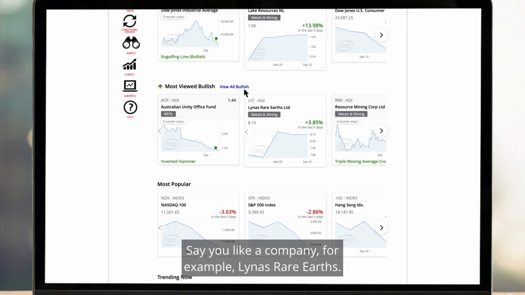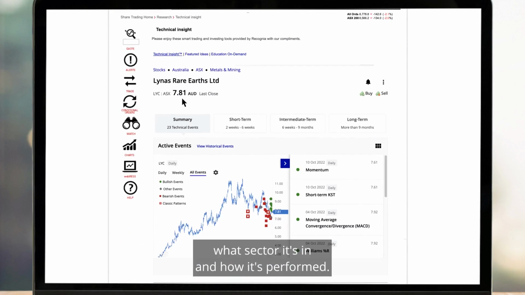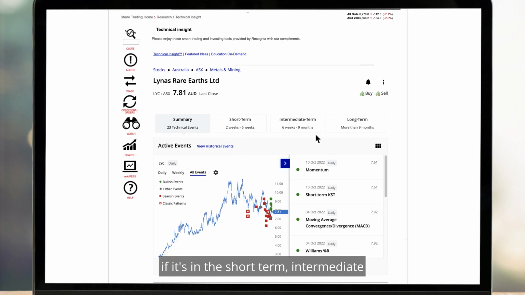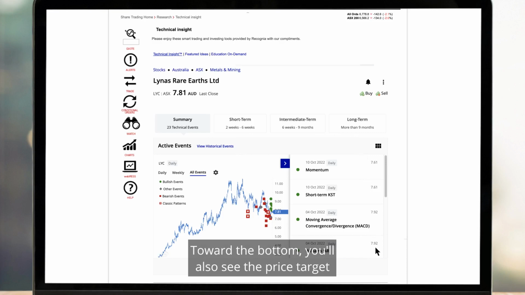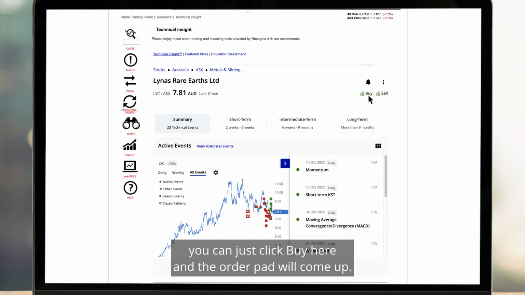Say you like a company, for example Lynas Rare Earths. You can click on it to see what the stock closed at yesterday, what sector it's in, and how it's performed. You can see a summary of the technical levels the stock has hit. This might look complicated, but it's simply telling you if it's in the short-term, intermediate, or long-term uptrend. Toward the bottom, you'll also see the price target based on the bullish trends. If you like the look of the stock, you can just click Buy Here, and the order pad will come up.